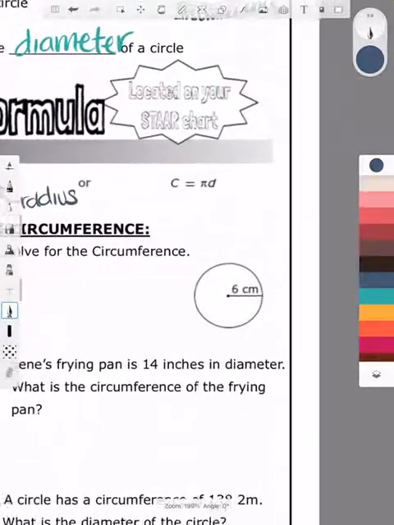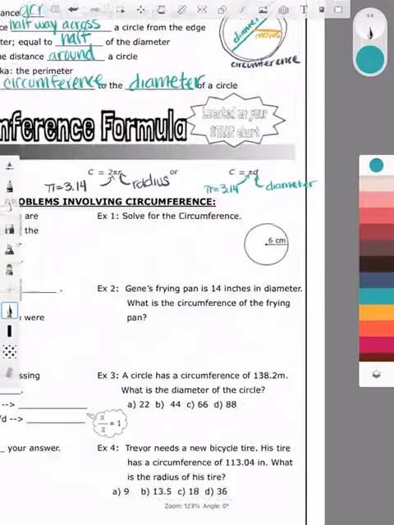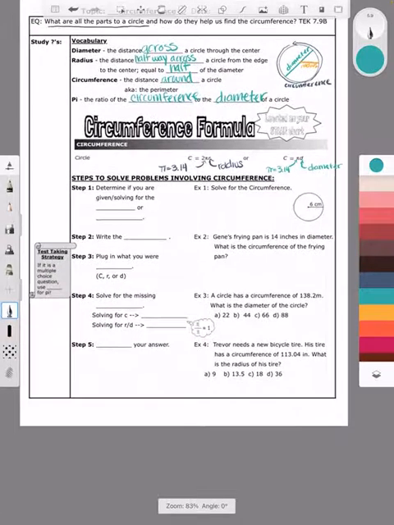Or we can use circumference is equal to pi times d. That d is the diameter. And of course pi is equal to 3.14. We use 3.14 to represent pi. So I guess one question that's going to come next is, when do I know which one to use? And we're going to talk about that here in a second.